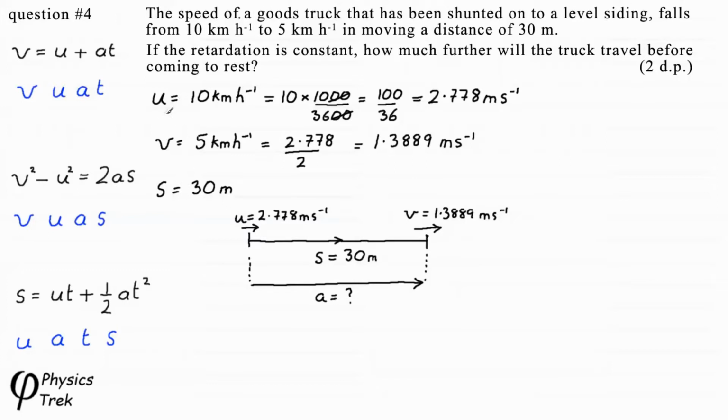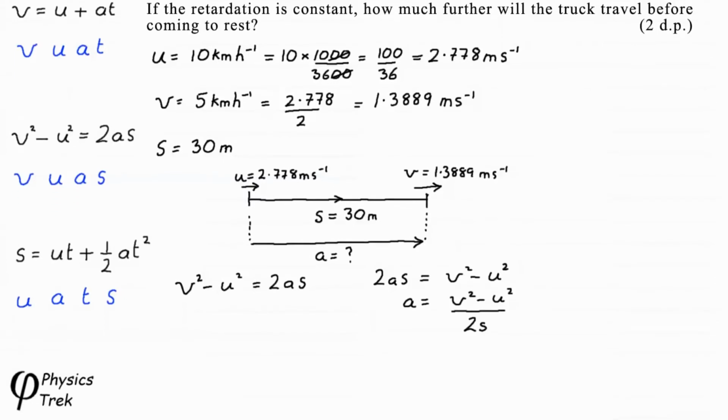Well, we are given U, V and S, and we are required to find A, so the obvious choice of equation is V squared minus U squared equals 2AS. So here is our equation. First thing we do is switch the equation around. So 2AS is equal to V squared minus U squared. We want A on its own, so we divide both sides by 2S, which cancels out on the left, so we're left with A is equal to V squared minus U squared over 2S.